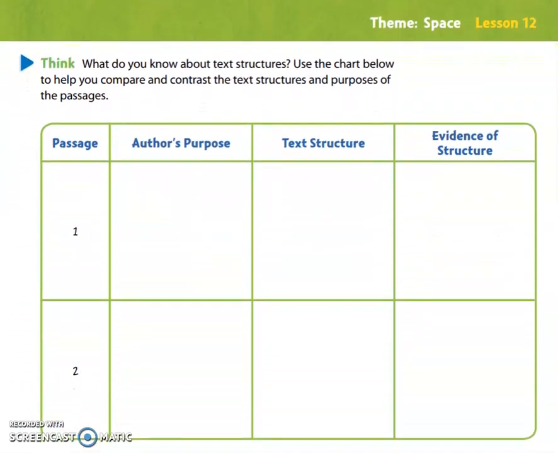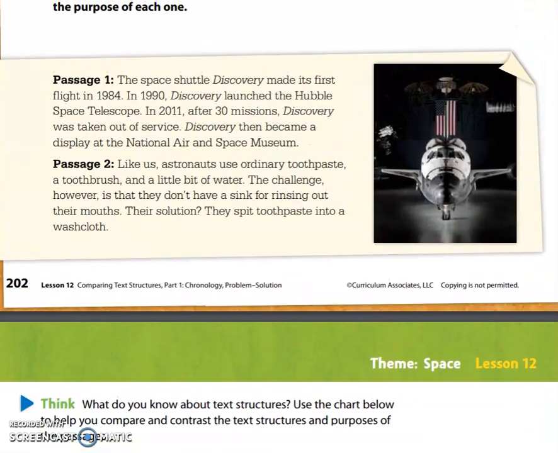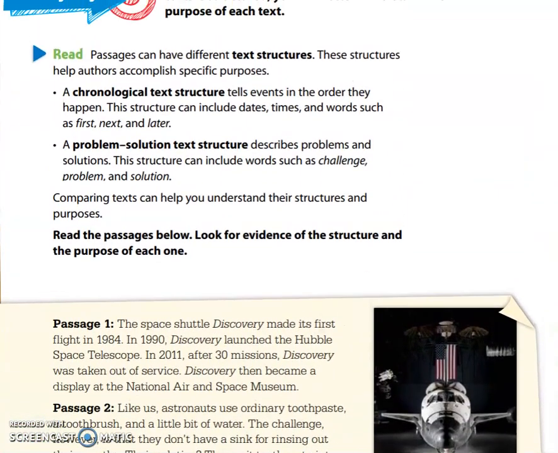What was the author's purpose of this? The author was giving me some information on the space shuttle that was called Discovery, and it told me about this space shuttle and what it did over time. So I'm going to say the author's purpose was to tell me about the shuttle Discovery. The text structure, because of the clue words, I'm going to go back and look at my passage. It gave dates, and my description up here tells me that it gives dates. I'm going to say that this text structure is chronological order.